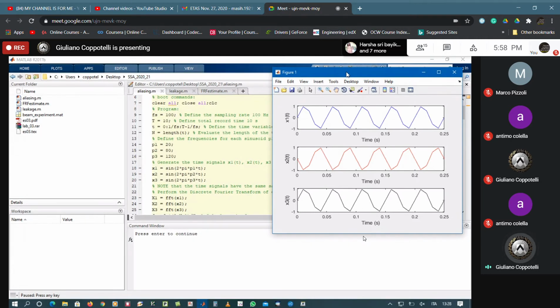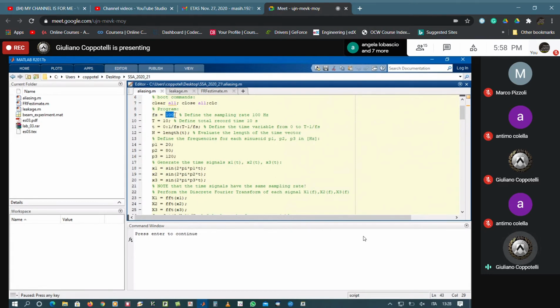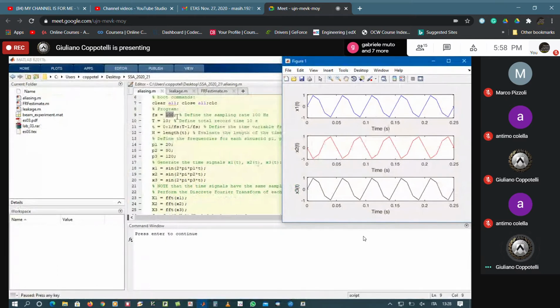Why? I'm leaving here the figure window. As you can see, I set my sampling frequency equal to 100 Hertz. If you remember, the aliasing problem is telling you that your sampling frequency should be higher than twice the maximum frequency of interest. By choosing a sampling frequency of 100 Hertz, your maximum frequency is equal to 100 divided by 2, that is 50 Hertz. Now, if you look at your sinusoidal waves, the frequencies are: the first one 20, the second one 80, the third one 120. Because the maximum frequency is 50, only the first signal is well represented.